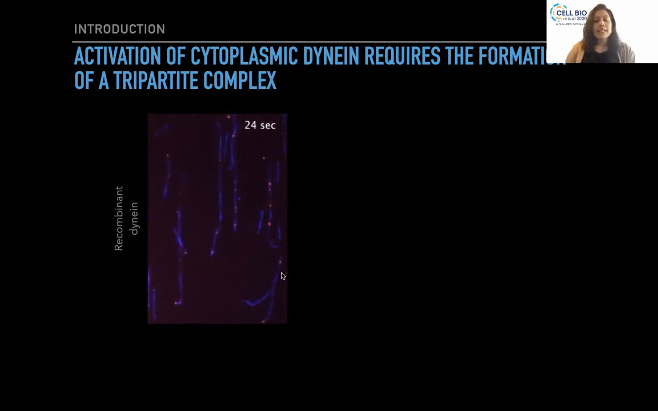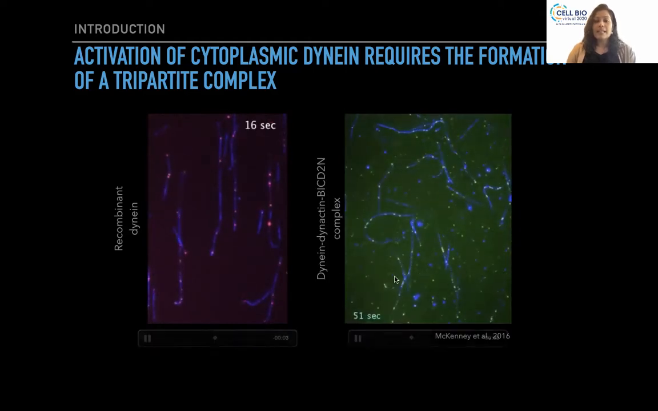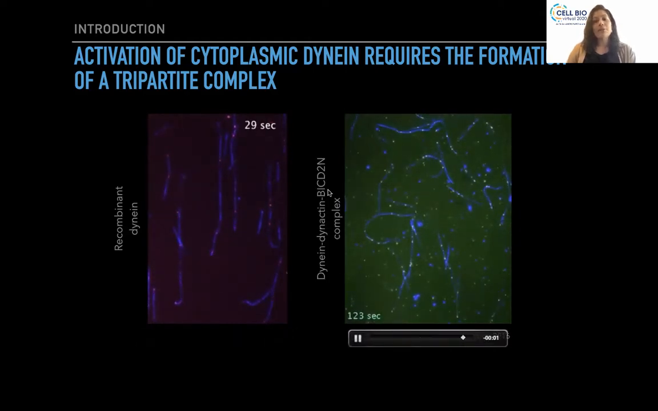If you look at recombinant dynein on microtubules in vitro, you see that dynein doesn't really walk processively on its own. But once you add dynein's regulator dynactin and a cargo adapter such as BICD2, you start seeing that dynein behaves as a very nice processive motor that moves towards the minus ends of microtubules.